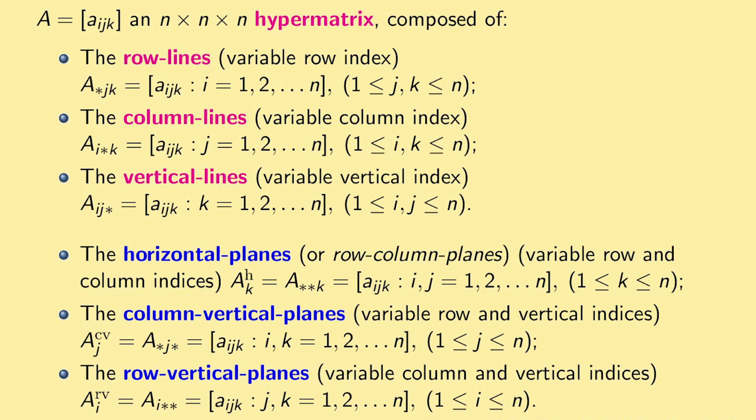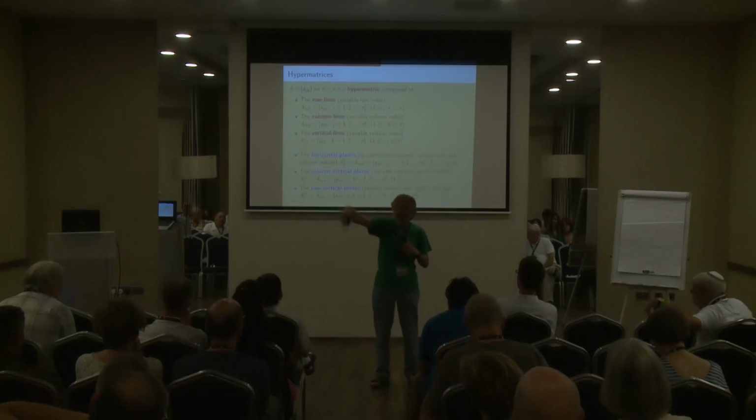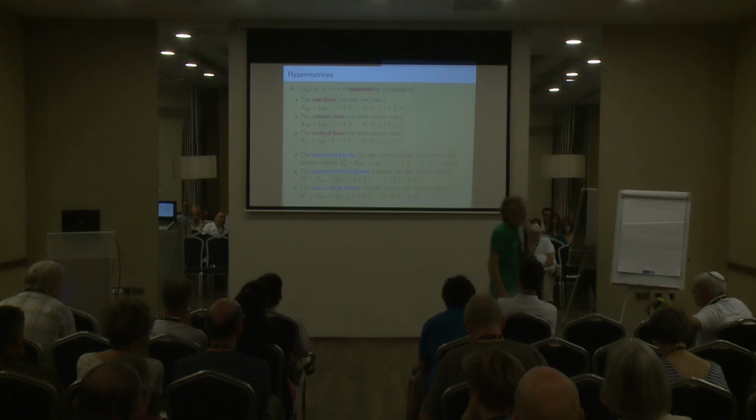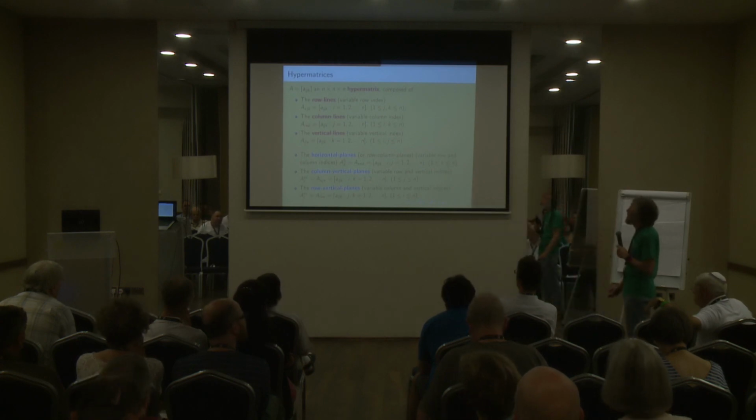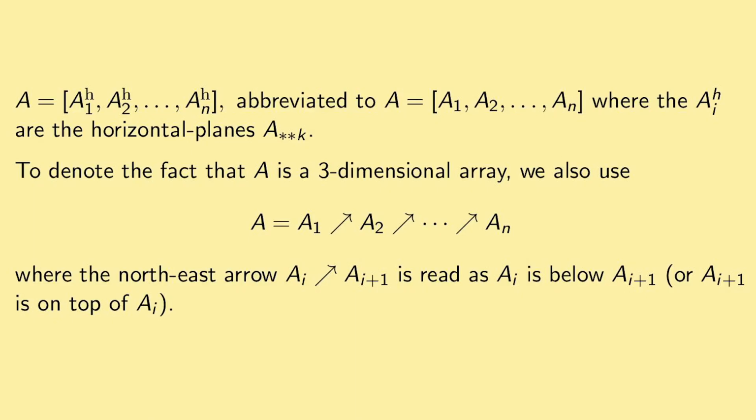So what do I mean by a hypermatrix? Well, 3 dimensions, that's okay. It's got row lines, it's got column lines, and it's got vertical lines, right? There are 3 kinds of lines. And it's got row planes, these kinds of planes, I'm not sure, it doesn't matter what I name them, and these kinds of planes, okay? 3 kinds of planes, that's all you need to know. You don't have to worry so much about the notation there, okay? So that's what an n by n by n hypermatrix looks like, okay?